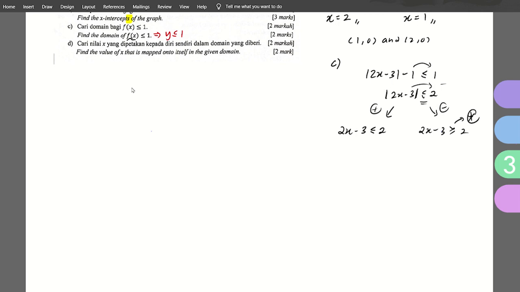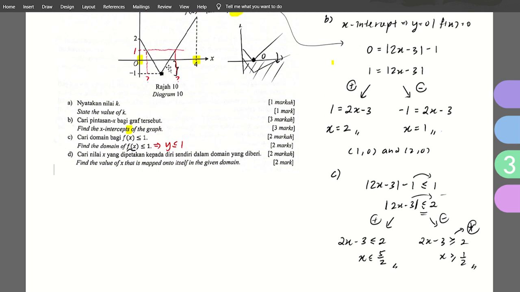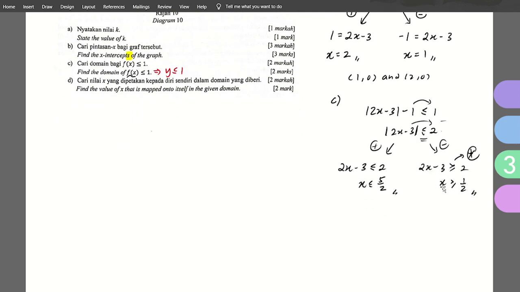By solving this, you'll be able to obtain 5 over 2 here and 1 over 2 here. Since this question is in between, and we have two values here, we can combine these two conditions into one, which is x can be from 1 over 2, since this value is smaller, to 5 over 2, to get the answer.